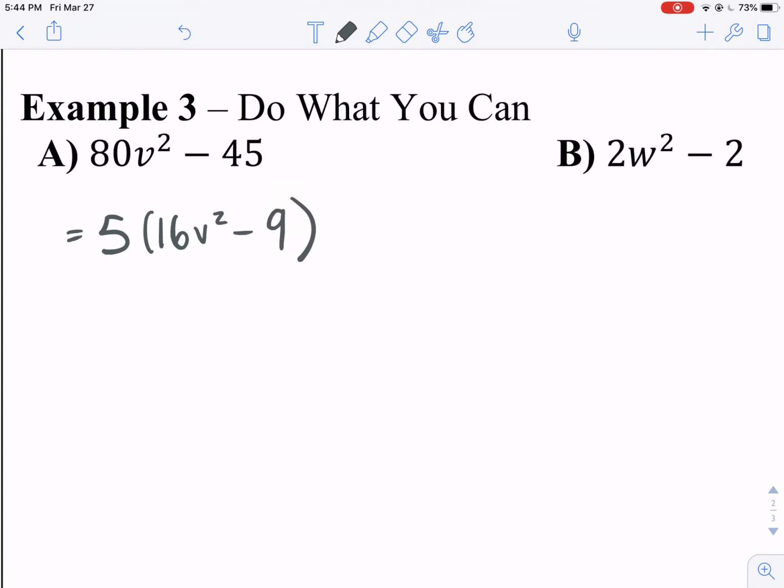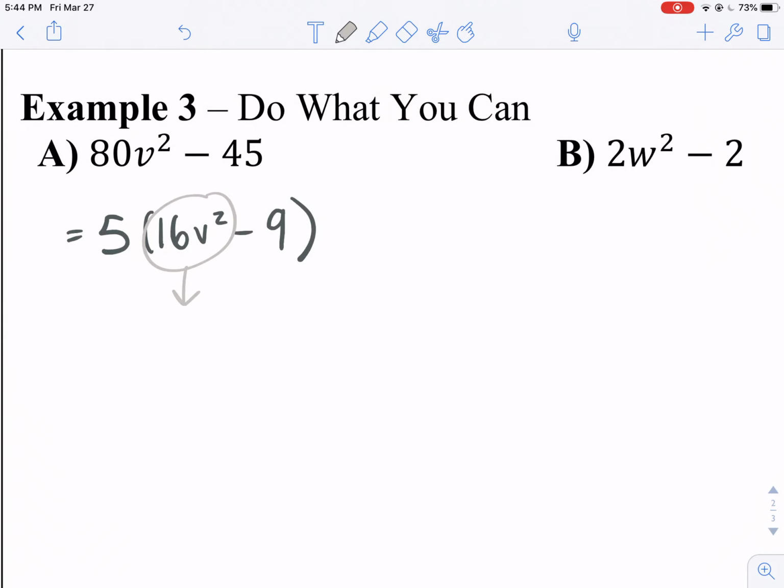And then I look at this and I say, oh wow, 16 and 9, those are both squares. That cannot be a coincidence. And of course it's not. So that should have a little alarm going off in your head. This must be a difference of squares. Let's see if it's true.